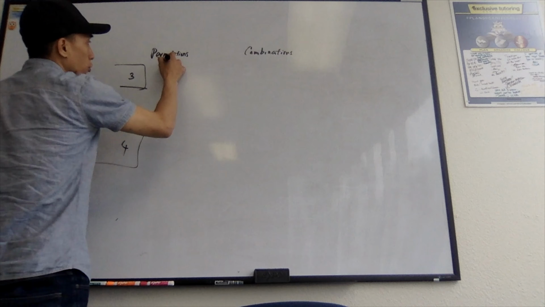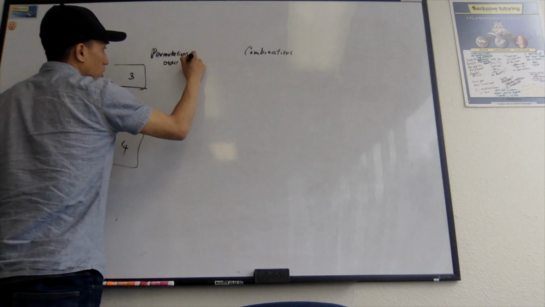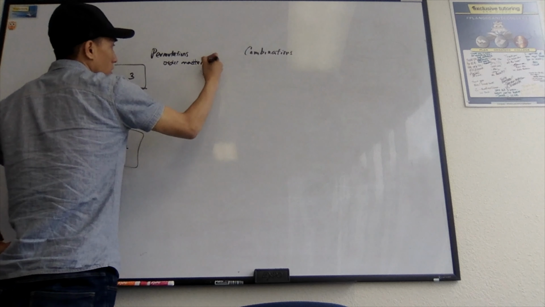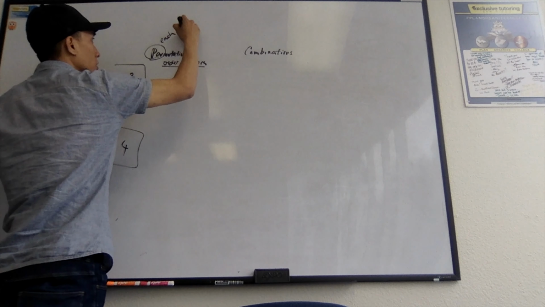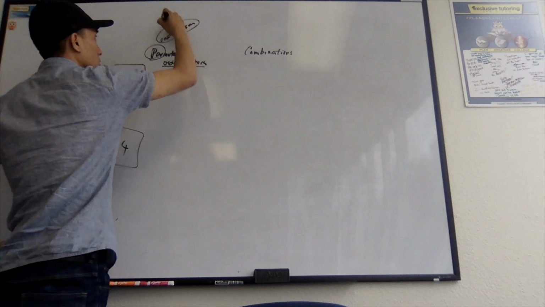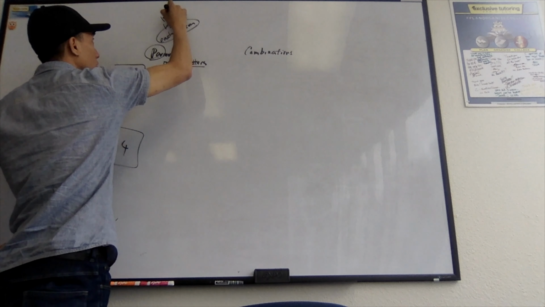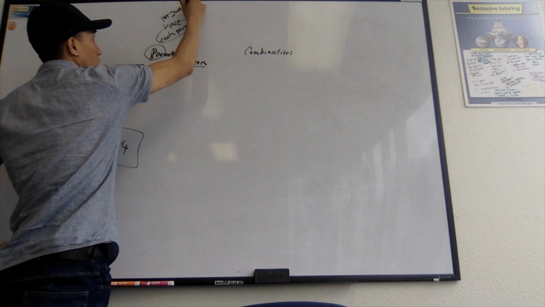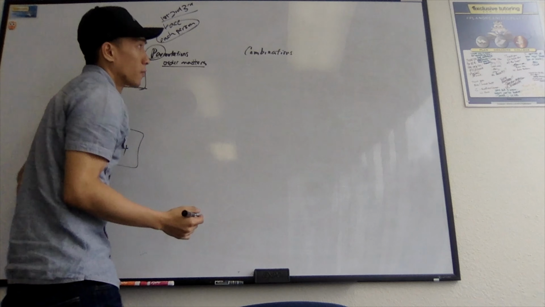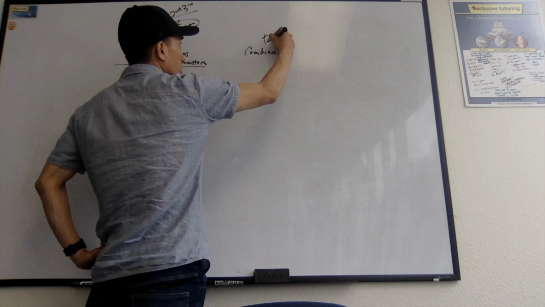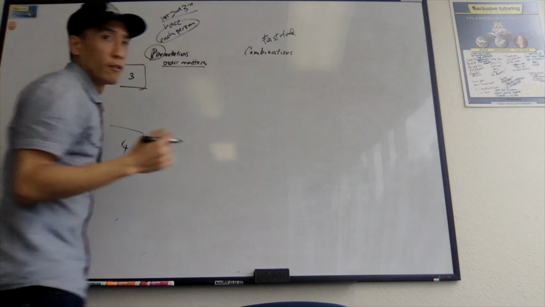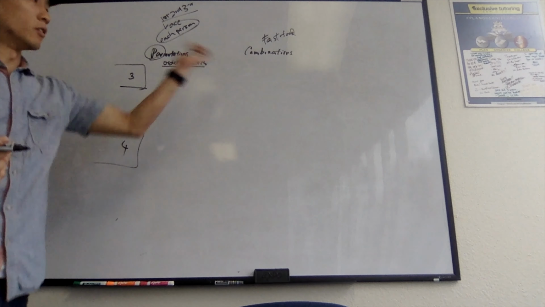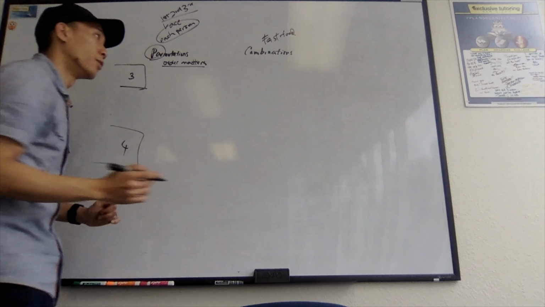Order matters for permutations, because a permutation is like a race: first, second, third. Combinations are like fast food. You get your food in any order, and it's all going to be the same combination, okay?